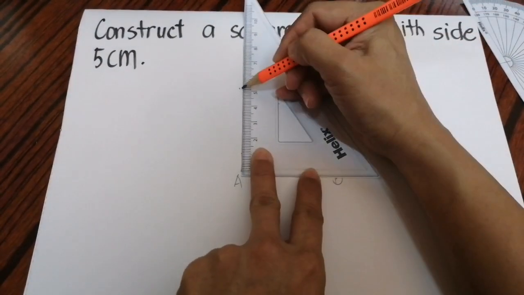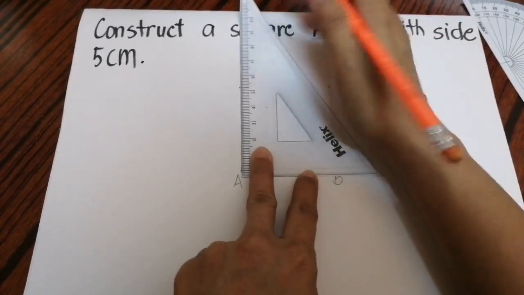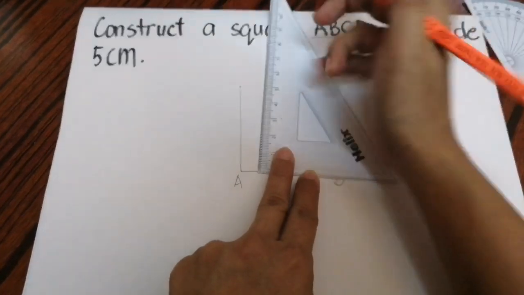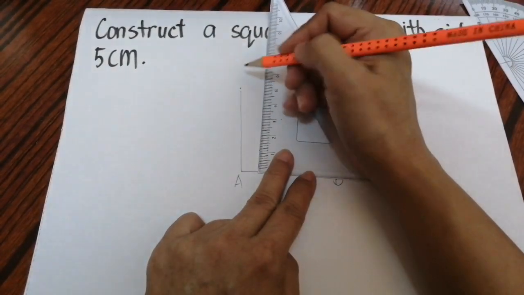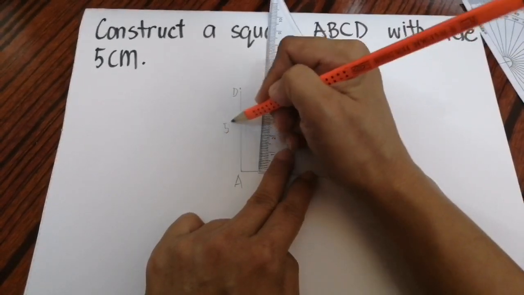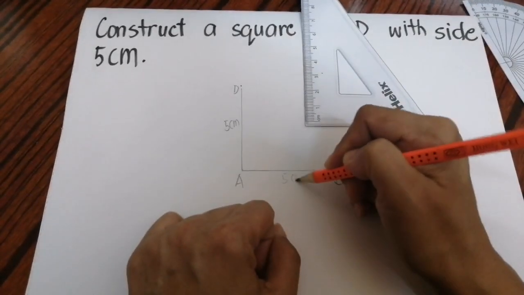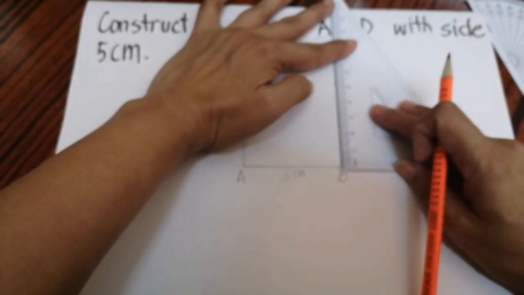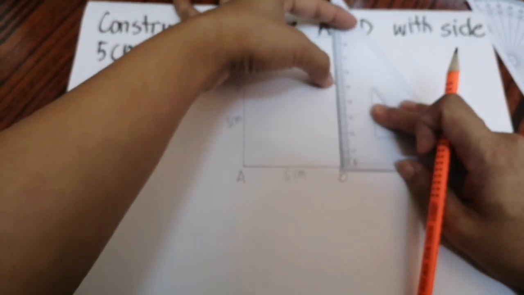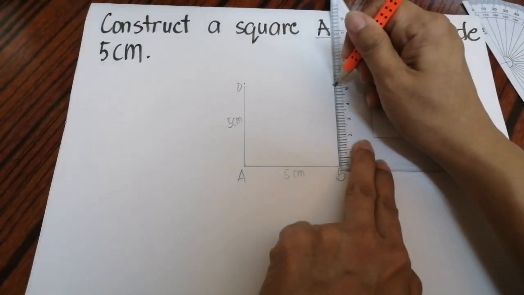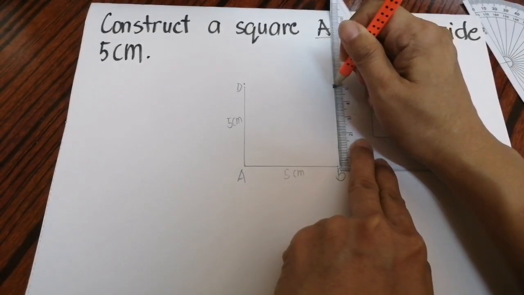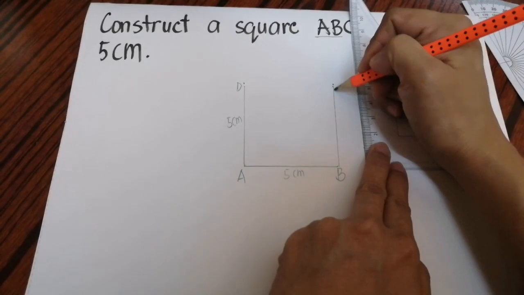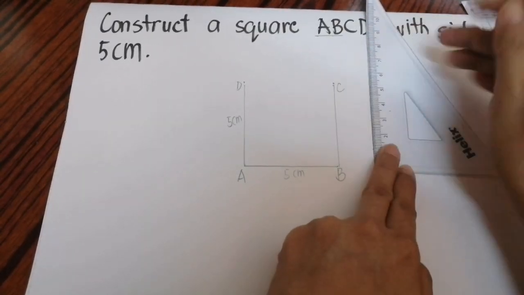So let us measure, aligning that mark, of course. Okay, 5 cm is right here, and we'll name it D. Now this one is also 5 cm. Have to remember, also on the other side, connecting C to B. Of course, you need to align your mark again to make sure that you got that 90 degrees angle. Here is the 5 cm, and we shall name it C.